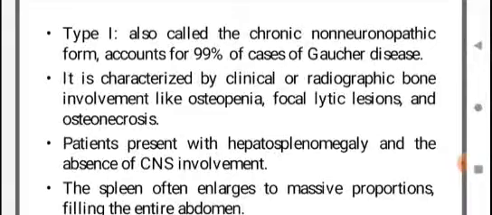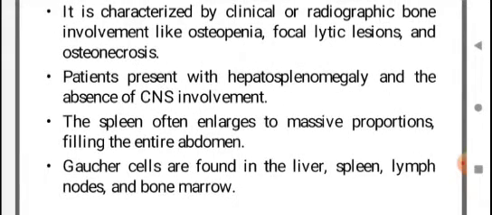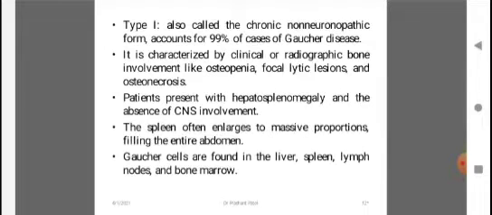Type 1 disease is also called as chronic non-neuropathic form, and accounts for 99% of the cases of Gaucher disease. So here there are no neurologic signs or symptoms in affected individual. This disease is characterized by clinical or radiographic bone involvement like osteopenia, focal lytic lesion and osteonecrosis. Patient present with hepatosplenomegaly and the absence of CNS involvement. The spleen is often enlarged to massive proportion, filling the entire abdomen. Gaucher cells are found in liver, spleen, lymph node and bone marrow. So type 1 is a non-neuropathic form.